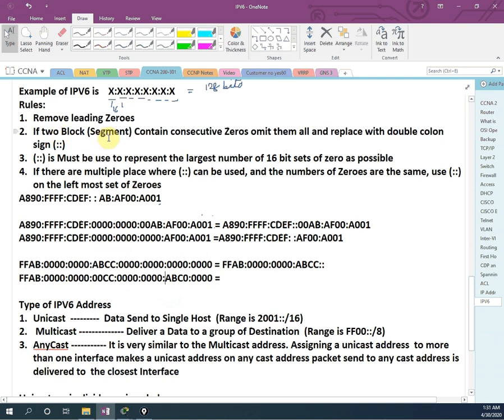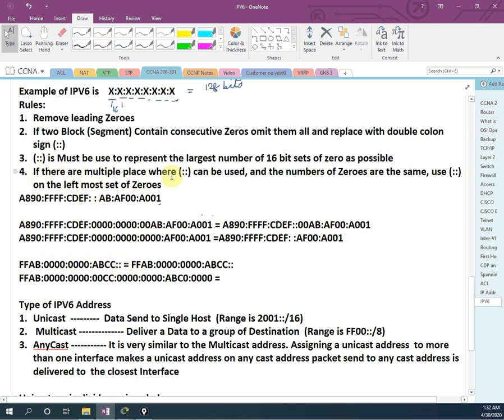And if two or more block segments contain consecutive 0s, omit them all and replace them with the double colon. This means if we are getting continuous 0s, whichever run is longer, we can remove and replace with double colon. Okay, and this third point: the double colon must be used to represent the largest number of 16-bit sets of 0 as possible. It means only for the largest run we will use it. If we have only 2, we will not use it for all 2.